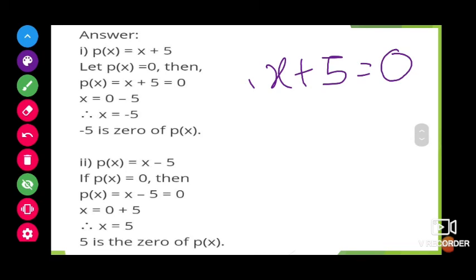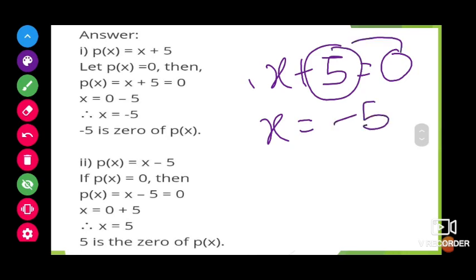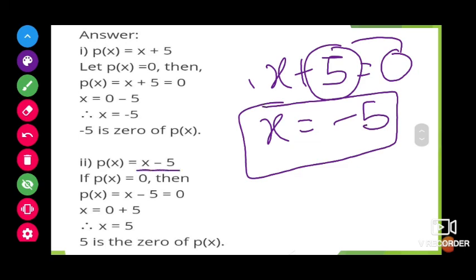So x plus 5 is equal to 0. Now x equals, here plus 5, if it goes to that side, minus 5. So for the value of minus 5 in the place of x, the polynomial becomes 0. This is nothing but solving a linear equation. Same way here, x minus 5. So x minus 5 should become 0. For that only we are working. So first we equate it to 0. Now x equals, here minus 5, if it goes to that side, plus 5. So x equals 5.